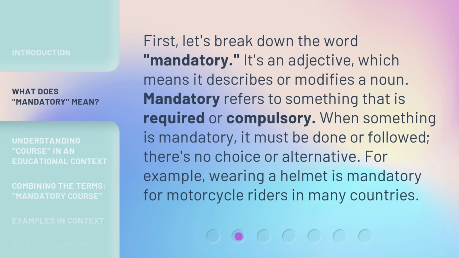First, let's break down the word mandatory. It's an adjective, which means it describes or modifies a noun. Mandatory refers to something that is required or compulsory. When something is mandatory, it must be done or followed. There's no choice or alternative. For example, wearing a helmet is mandatory for motorcycle riders in many countries.